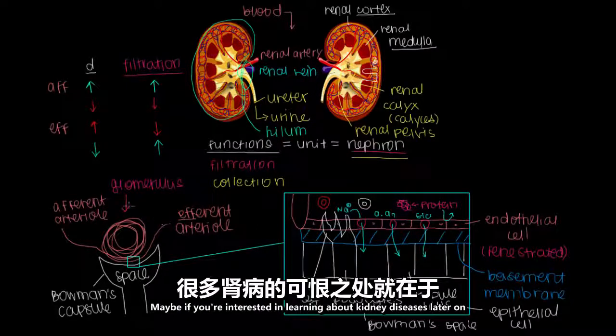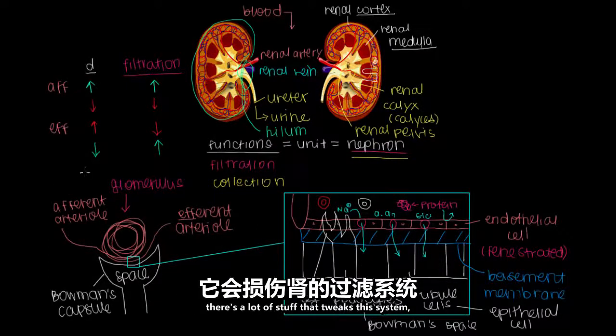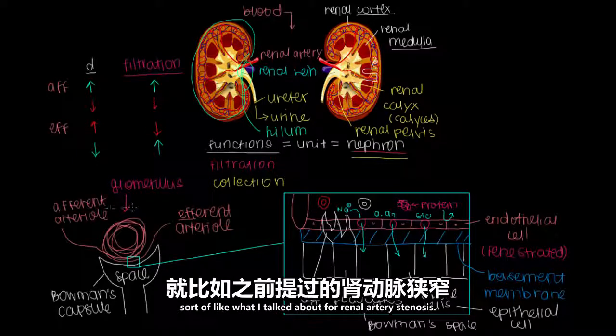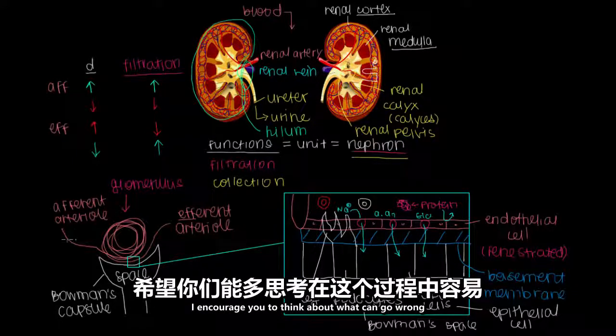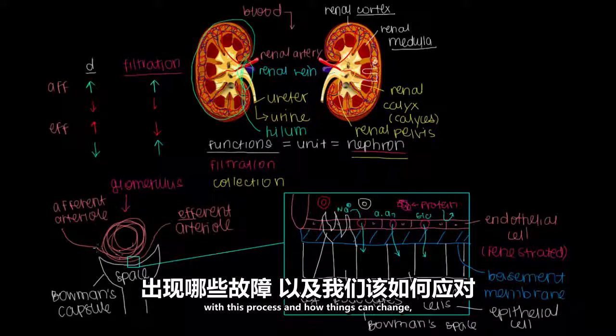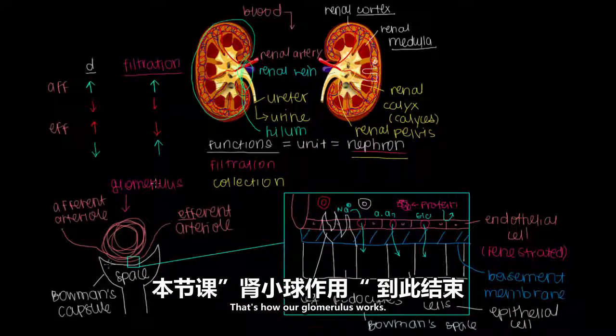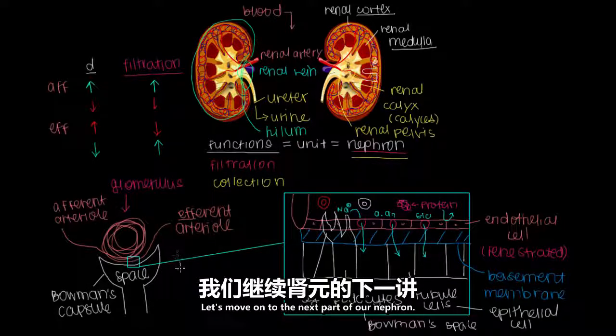Maybe if you're interested in learning about kidney diseases later on, there's a lot of stuff that tweaks this system, that messes around with the afferent arteriole or the efferent arteriole, sort of like what I talked about for renal artery stenosis. And I encourage you to think about what can go wrong with this process and how things can change. That's kind of the best way to learn about it. So that's how our glomerulus works. Let's move on to the next part of our nephron.